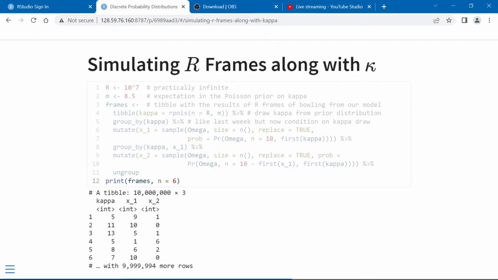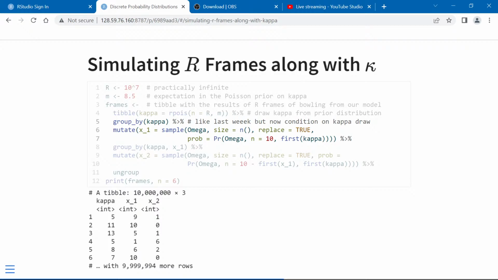Could you explain why there's the first for the kappa and x1? Right, so when we do this step here, we draw 10 million values of kappa. That can all be done in one go. Some of those values of kappa are going to be 0. Some of them are going to be 1. Some of them are going to be 2, etc.